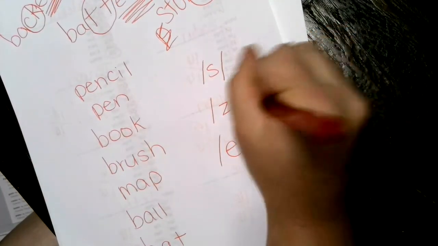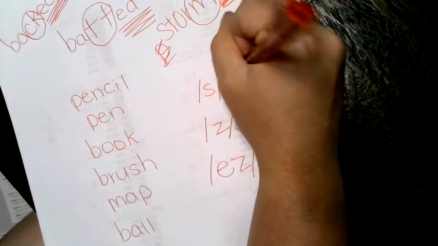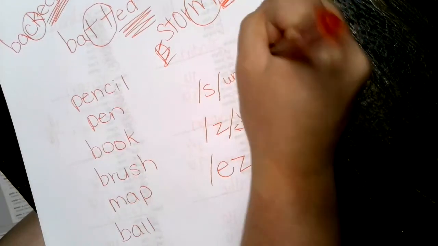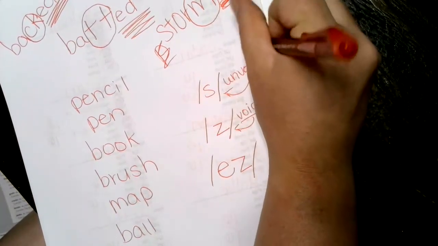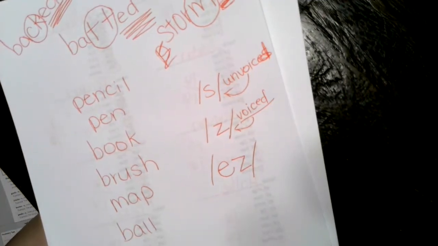If it's voiced, it's going to say Z. If it's unvoiced, S is going to be unvoiced. Oop, that should be a D, not an S. And we know that ES goes with all of our weird endings, but we'll look at that in a little bit.